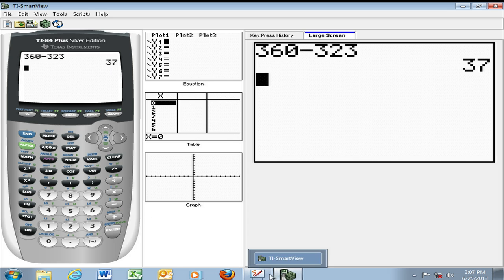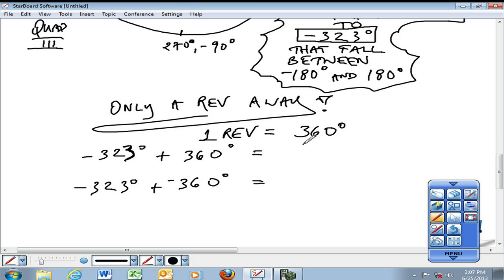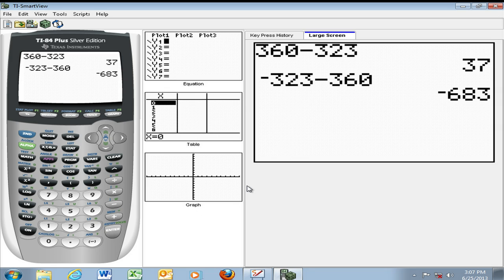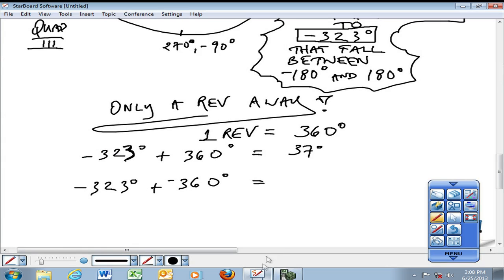I'm going to simply note that. So there's your 37 degrees. And also, we know that if we take negative 323 and we subtract 360, or add a negative 360, however you want to think about that, you end up with this beautiful number, negative 683 degrees. Let me note that. Negative 683 degrees. The fun never ends.